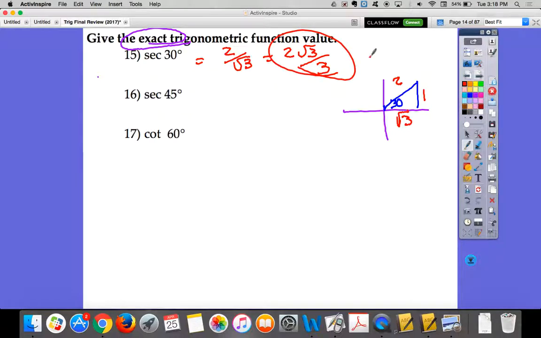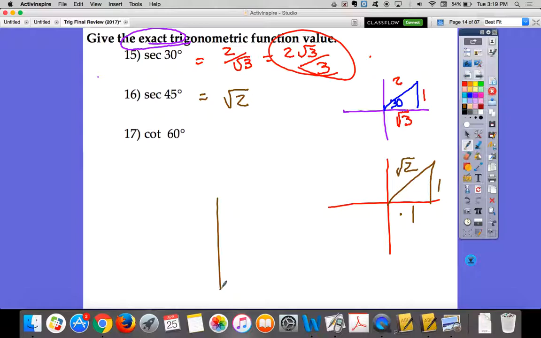All right, so now we got to go for secant of 45. Same thing, put it in the correct quadrant. We've got 1, 1, we got square root of 2. Secant, again, is the reciprocal of cosine. Cosine is adjacent over hypotenuse, so go upside down. Square root of 2 over 1 is just square root of 2. So that one we didn't have to fix.